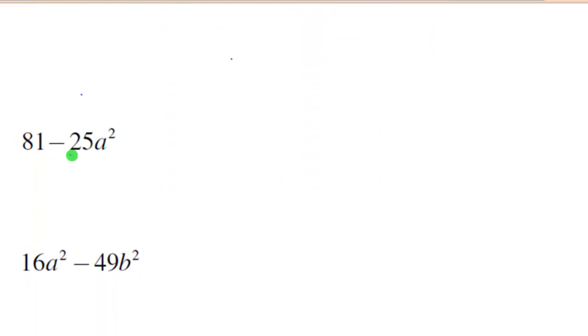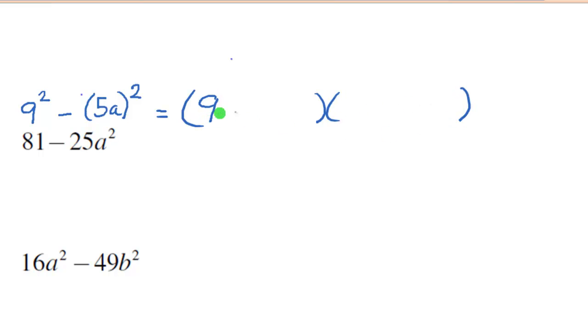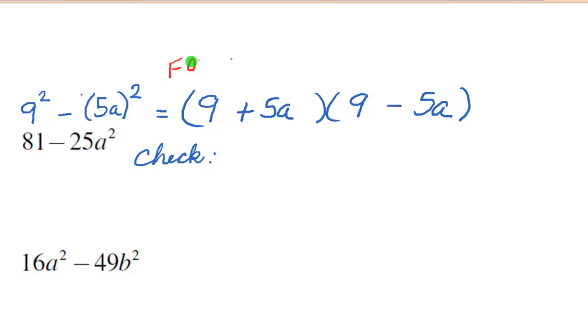Okay, we have 81 minus 25a squared. 81 from your table is 9 squared, minus, it's a subtraction, it's a difference. 25a squared is 5a squared. So we're going to factor that as 9 plus 5a, 9 minus 5a. By the way, we haven't checked any of our answers, so why don't we check one of these? If you're in a test, it's always a good idea to check your answers before you submit. Checking is done by FOILing.